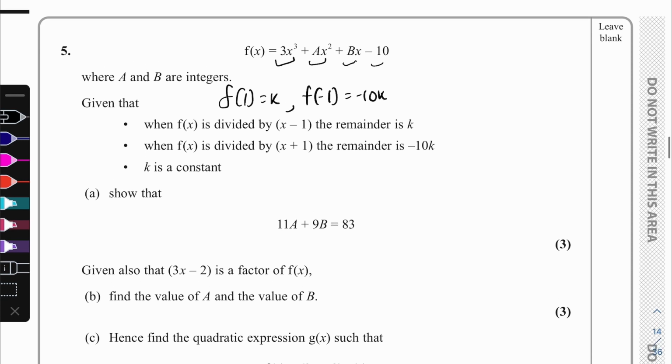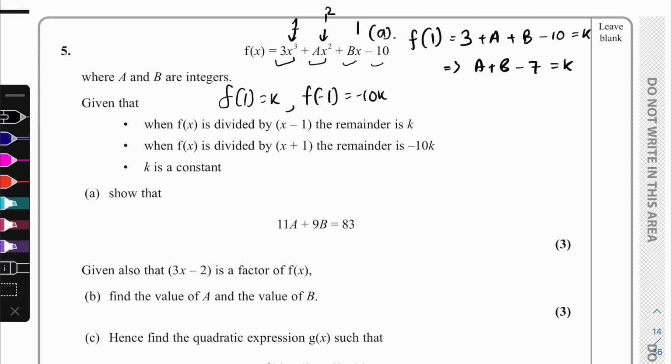So now let's first find out what f of 1 is, part A over here. f of 1 equals k. So that's 3 multiplied by 1, which is just 3. Then 1 squared is just 1, so plus a, plus b, minus 10. And this equals k. Let's simplify further. So we get a plus b, and 3 take away 10 is minus 7.